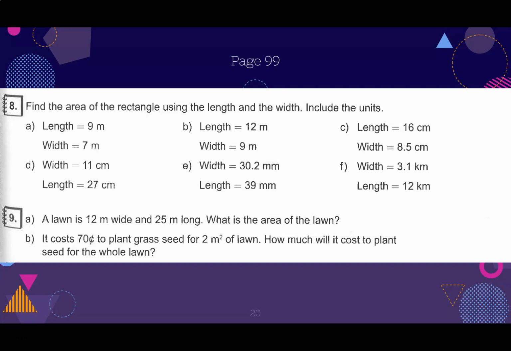Question 8. Find the area of the rectangle using the length and the width. Include the units. I would like you to try A, B, and D. If you would like, you can try question 9. Question 9 is optional. That's it for today.